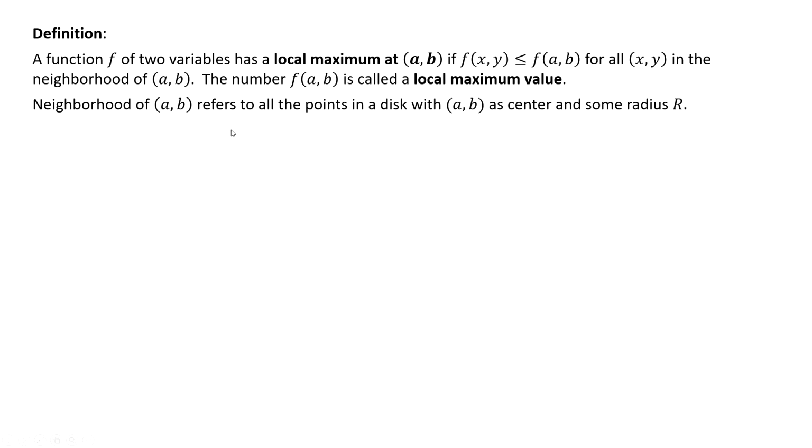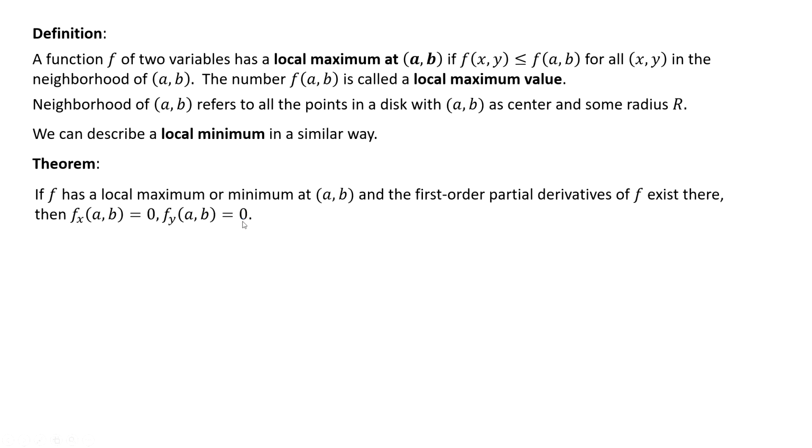Neighborhood actually refers to all the points in a disk with (a, b) as center and some radius r. So instead of an open interval, we'll have an open circle. That's the difference. And that circle has some radius r. Now, we can describe a local minimum in a similar way, in the sense f of (x, y) is greater than or equal to f of (a, b), or f of (a, b) is less than or equal to f of (x, y), then we have a local minimum at (a, b).